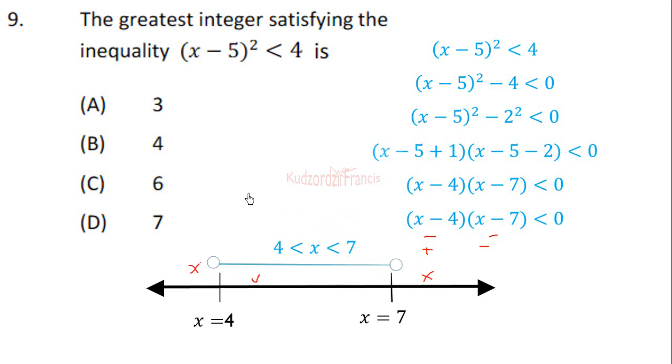And the numbers within this range are the integers within this range. We are talking about integers. So the integers within this range are 5 and 6. These are the only integers that can be found within this range, and the greatest that is satisfying this is 6.